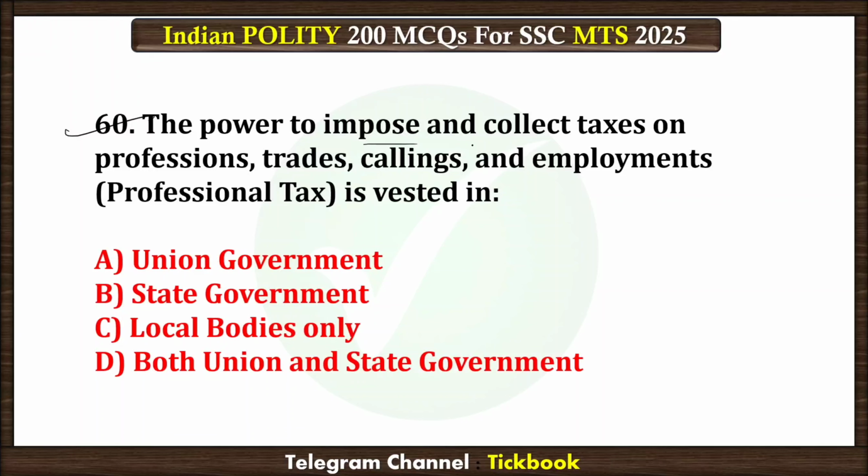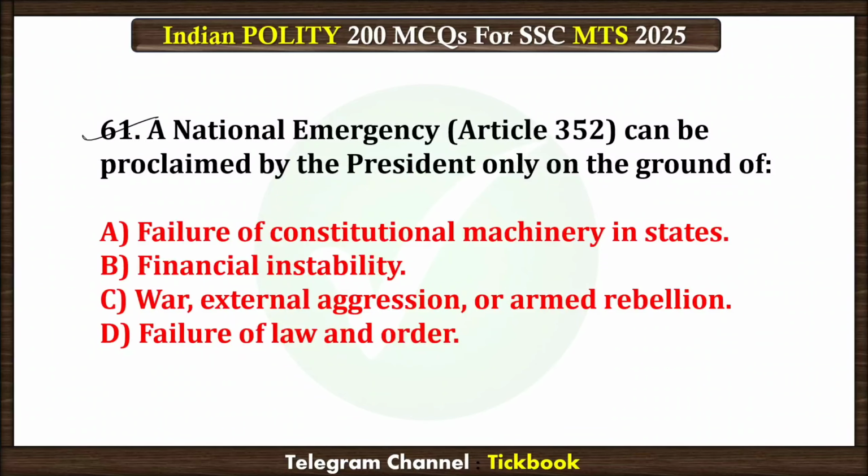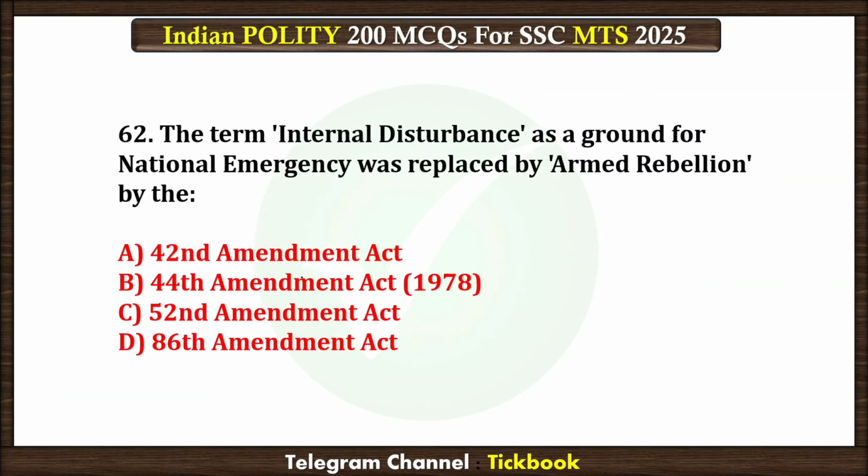60. The power to impose and collect taxes on professions, trades, callings, and employments, professional tax, is vested in option number B, state government. 61. A national emergency, Article 352, can be proclaimed by the President only on the ground of option number C, war, external aggression, and armed rebellion.